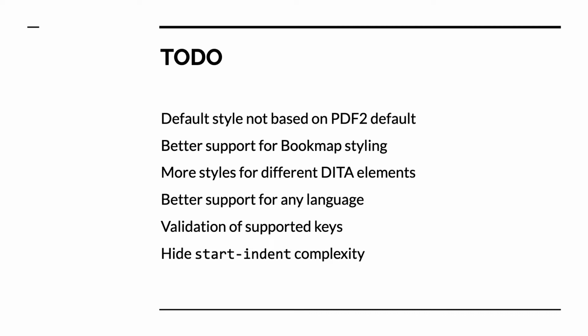I think I suggested at some point to Roger that why don't we just use a plain map? Let's not use bookmap, but he wanted to keep the bookmap, so I have to add better support for bookmap styling. Then you can thank me later. Yes. So then more styles for different data elements.